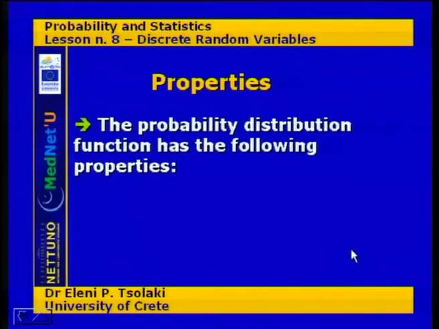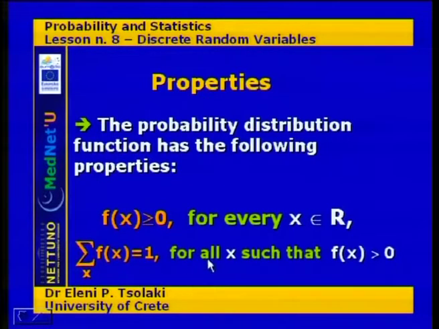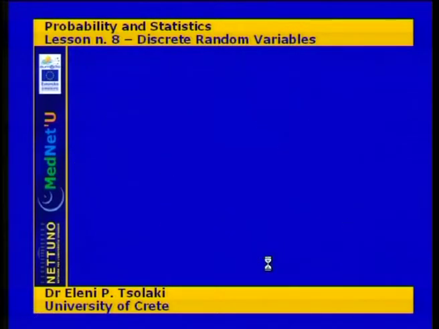Let's see an example. First of all, let's see the properties of the probability distribution function. It is greater than or equal to 0 for every x in R. This we should expect as it is a probability, and we know that the probability should be greater or equal than 0. Also, if for all x the probability of the random variable taking the value x is greater than 0, if we sum up all these, the summation should be equal to 1. Let's see an example to understand how it works.